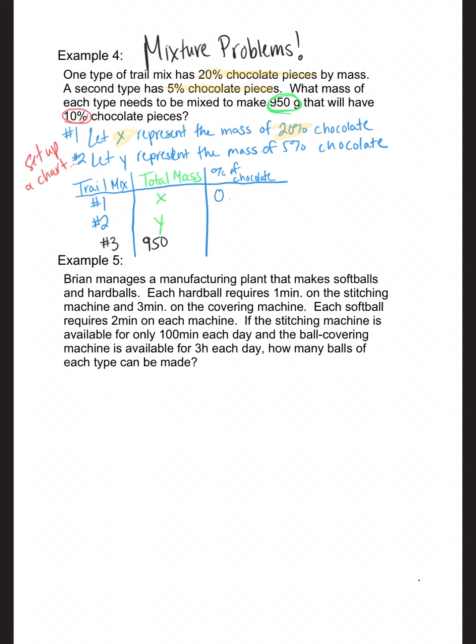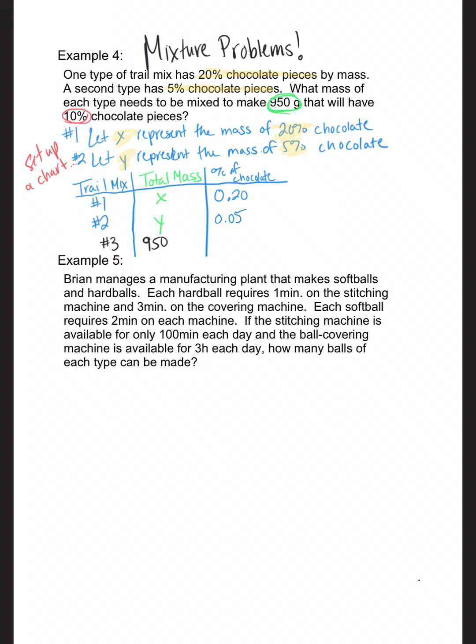So if we write that as a decimal, 20% chocolate makes up the chocolate pieces in trail mix number 1. If we take a look at trail mix number 2, what percentage is made up of chocolate in trail mix number 2? Well, according to our variable there and in the problem, it's 5%. So we can write that there's 0.05 chocolate in that trail mix.